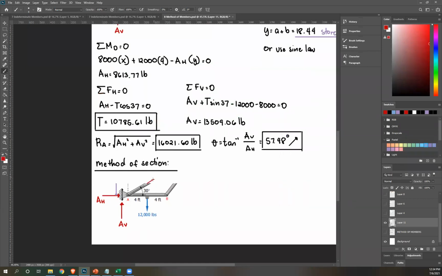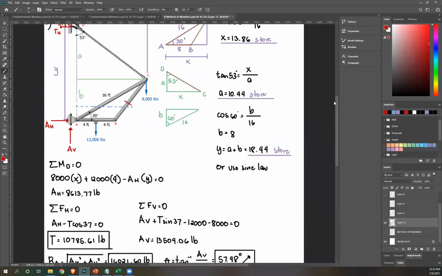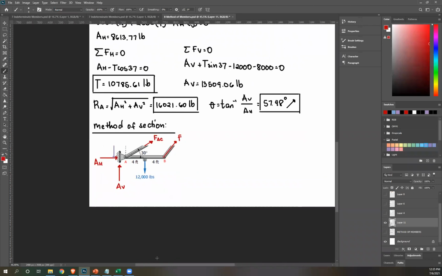You can assume tension or compression. If you've watched our videos, I always like to assume tension in method of sections, because that's just convenient for me. So F AC, and then this is what we need. This force, which is FBC. Okay, so FBC.